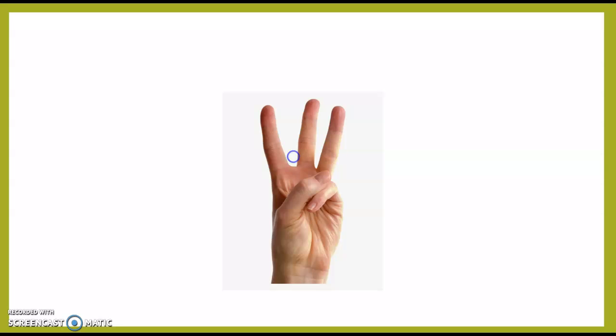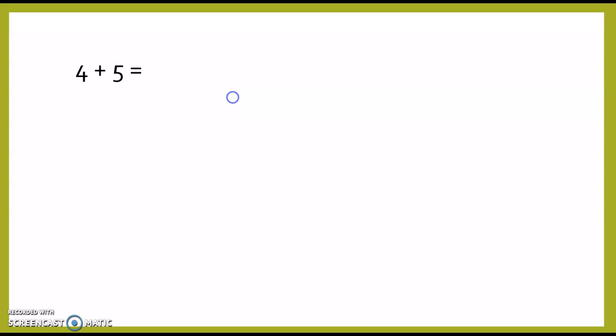Now I can check my answer using the counting on strategy. I'm going to put 2 in my head and count on 3. 3, 4, 5. 2 plus 3 equals 5. Let's try another one. 4 plus 5.